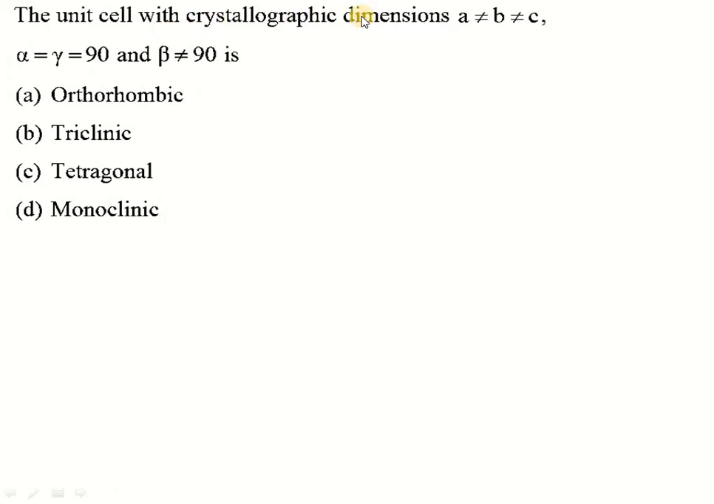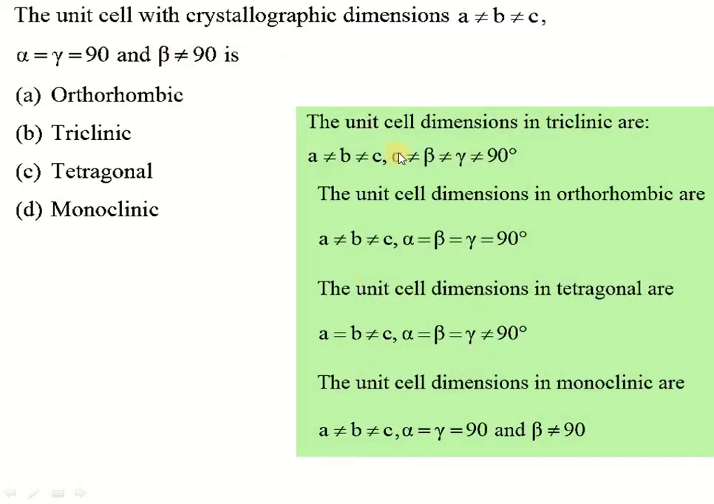The unit cell with the crystallographic dimensions a is not equal to b is not equal to c, alpha is equal to gamma is equal to 90, and beta is not equal to 90. After checking the different relations of alpha, beta, gamma and a, b, c, it matches with the monoclinic crystal unit cell. So option D is the right option for this question.